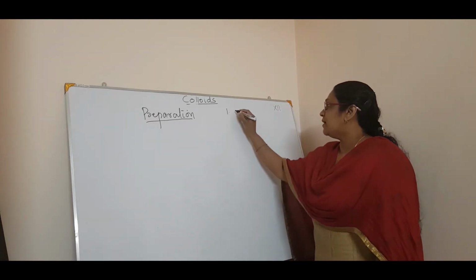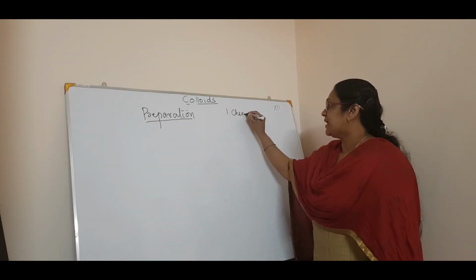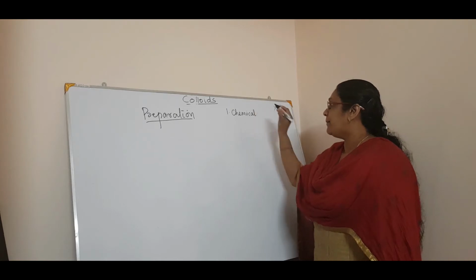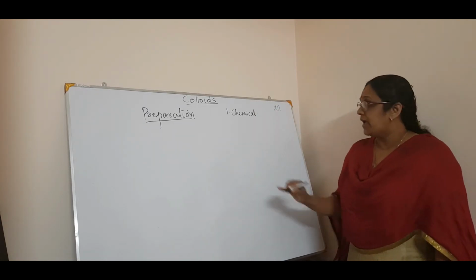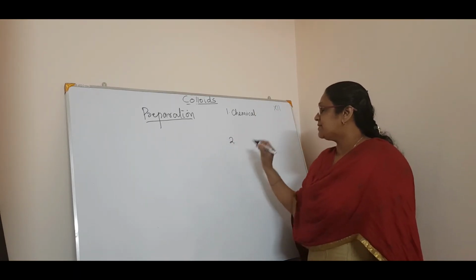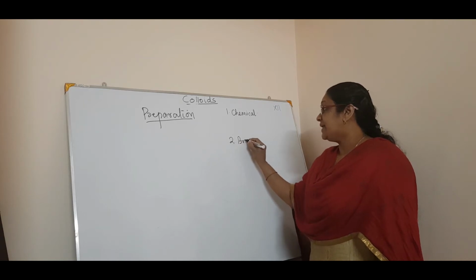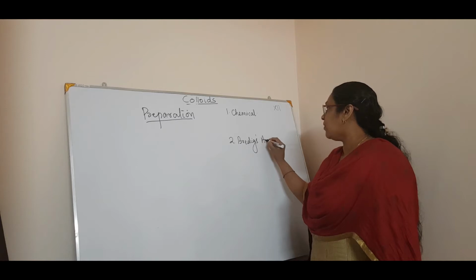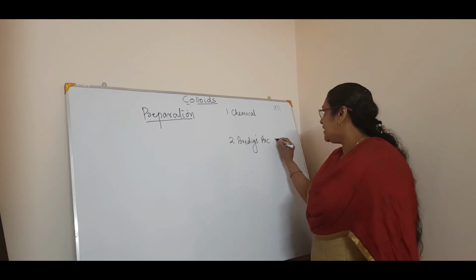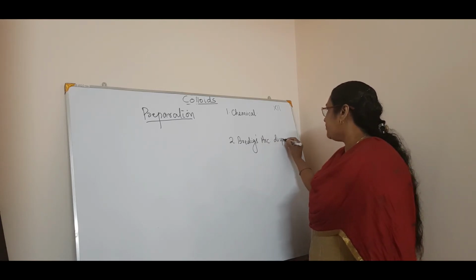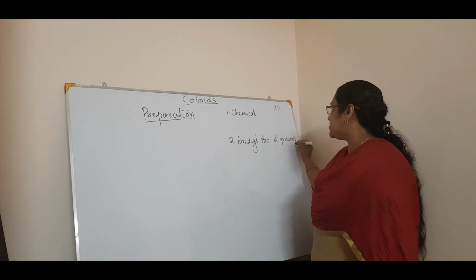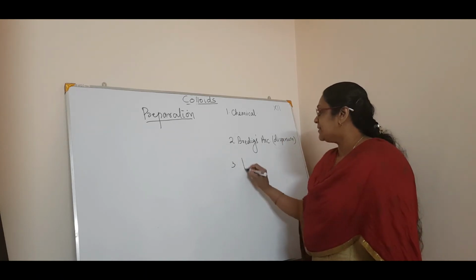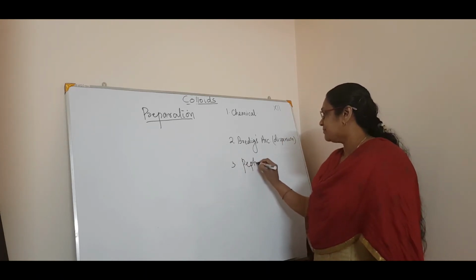First one is chemical methods. By chemical methods, how you will prepare colloids. And second method is Bredig's arc method, or dispersion method. And the third is peptization.